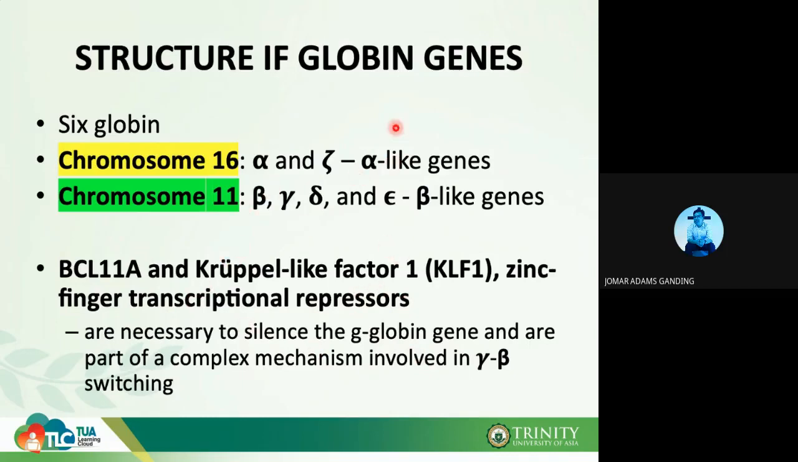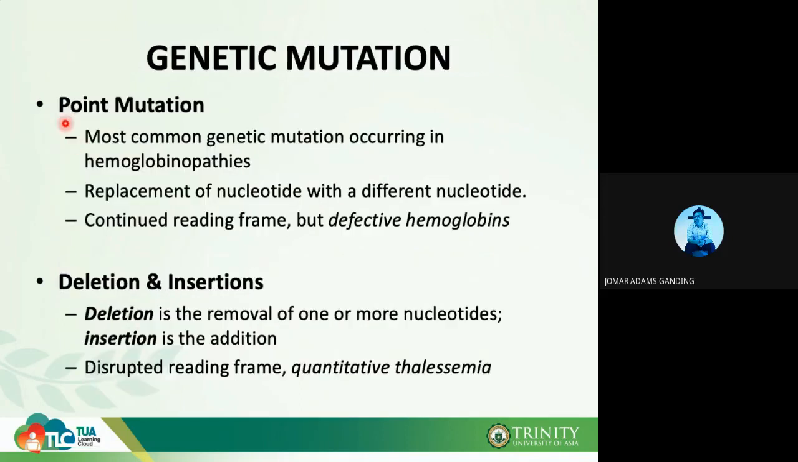So remember that these genes can actually undergo mutation. They can have genetic mutation causing different hemoglobinopathies, okay? And we have four ways on how genetic mutation would occur in your hemoglobinopathies. We have your point mutation, we have deletion and insertion, we also have your chain fusion, and in some cases, your chain extension. So let's go to the first one, which is your point mutation.